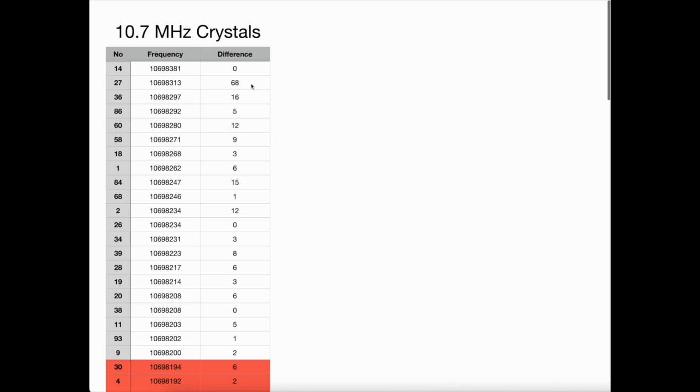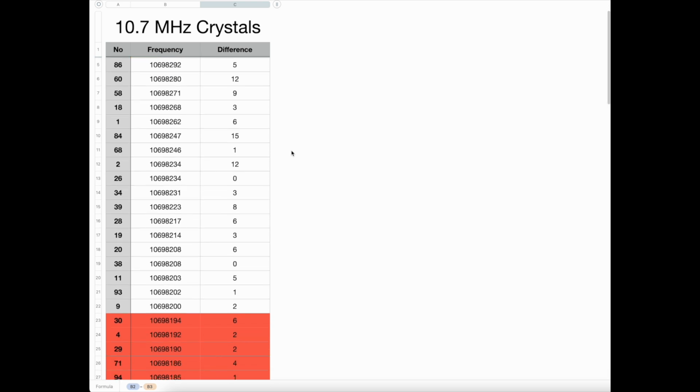And then I just did a very simple little formula here on this difference column. What this does is calculate the difference in frequency between this crystal and the one immediately above it. So that's why this is 0, because there's nothing immediately above it, and you can see the 68 hertz difference between this one and this one. That just makes it easier, immediately when you're looking at it, to see how closely matched some of these are.